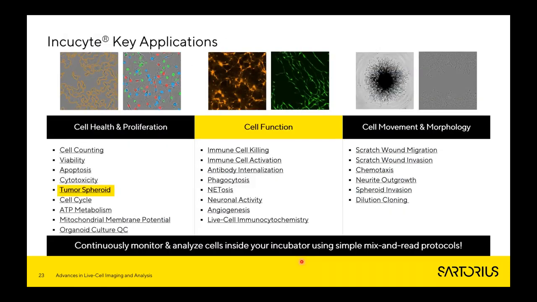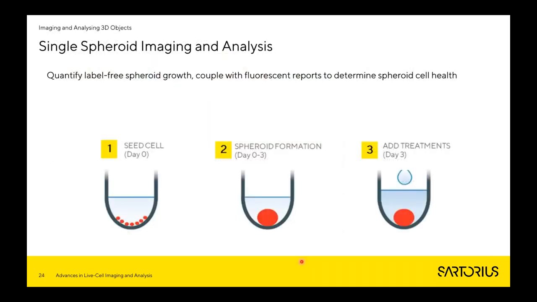So I'm now going to move on to a slightly different topic, and I'm going to talk about some 3D assays. I'm going to start with a tumor spheroid assay. So this is a relatively simplistic setup. Here we would have an ultra-low attachment round bottom plate. We would seed our cells to this, allow a spheroid to form, add any treatments potentially, and then begin imaging.